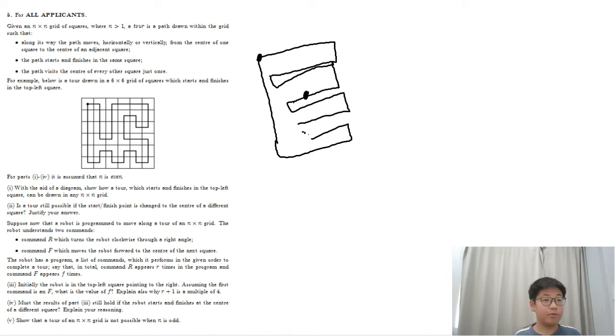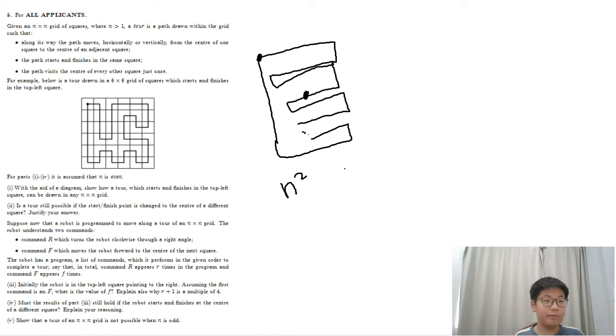Suppose now that a robot is programmed to move along a tour of an n by n grid. The robot understands two commands. Initially, this robot is in the top left square pointing to the right. Explain what is the value of f. The value of f is n squared because you're supposed to go through all the squares without repeat.